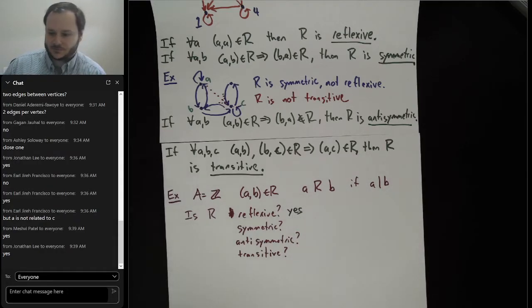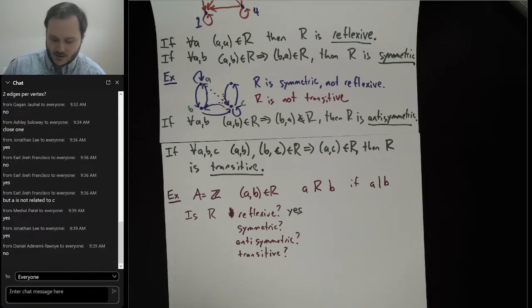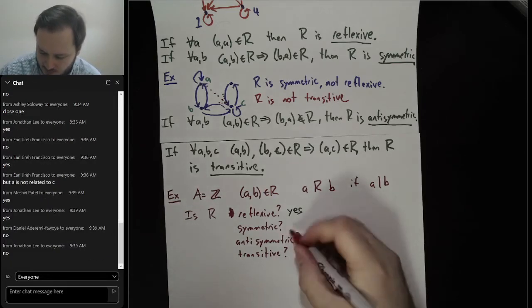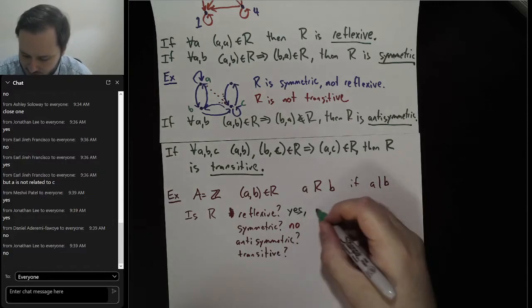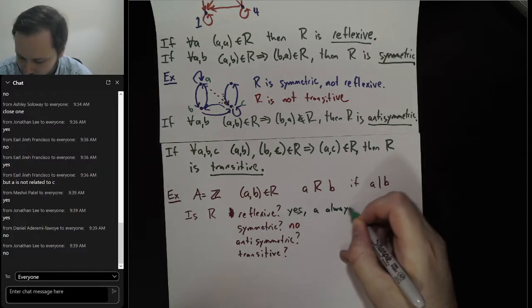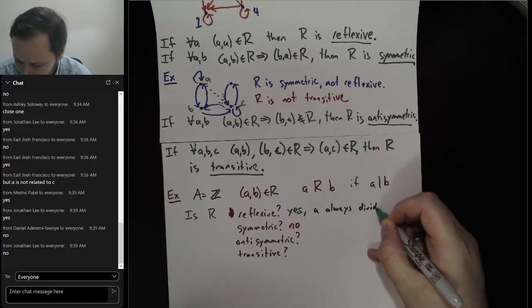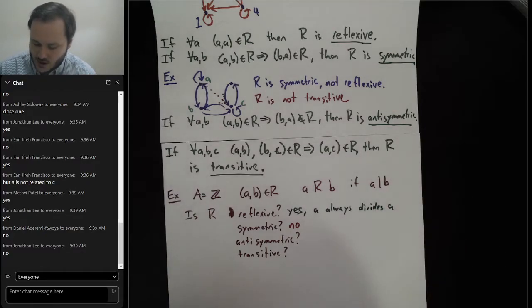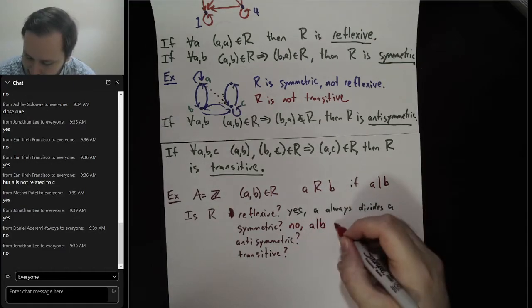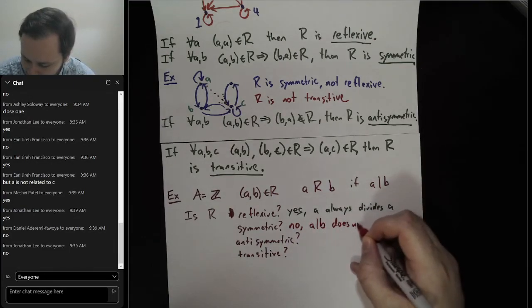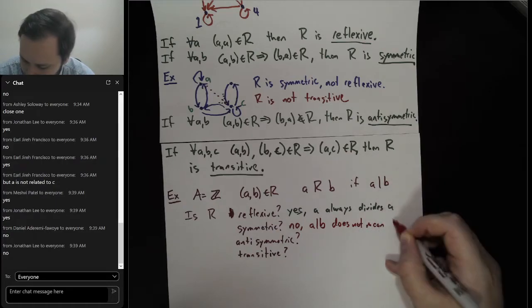Is it symmetric? If A divides B, does that mean that B divides A? No. A always divides A, but it's not true that it's always symmetric, because A divides B does not mean that B divides A.